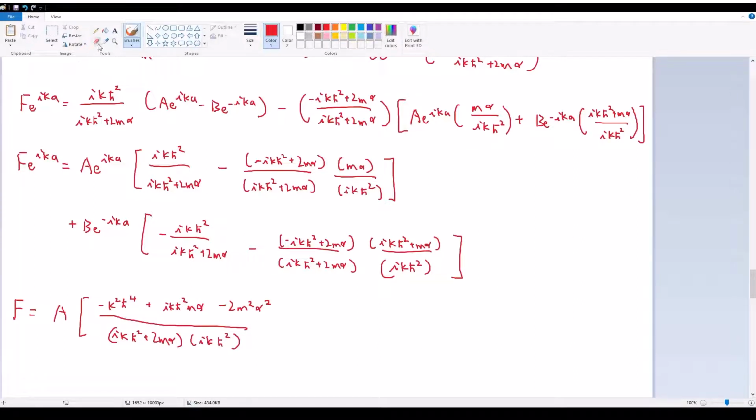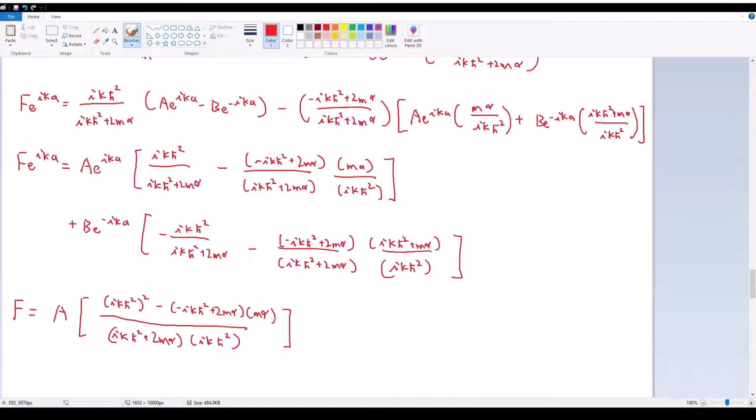And you know what, actually it might be a better idea not to distribute out everything right away, so I'm not going to do that right now. I'm going to combine this first. So in that case, we're multiplying everything by ik h bar squared, so ik h bar squared squared minus negative ik h bar squared plus 2m alpha, and then multiplied by m alpha.